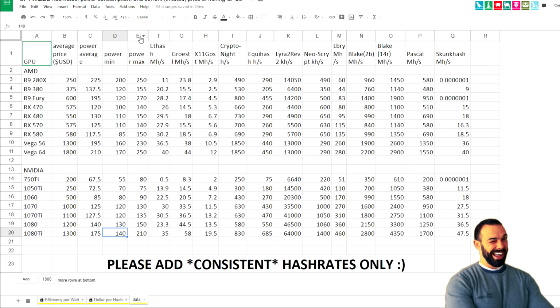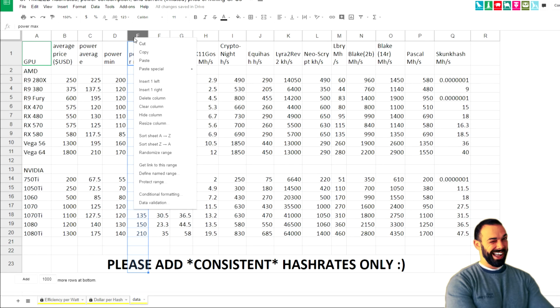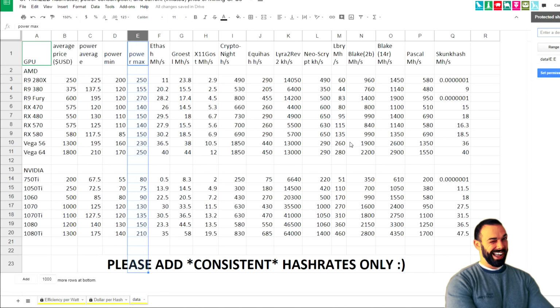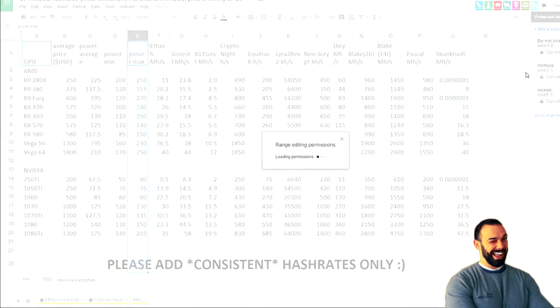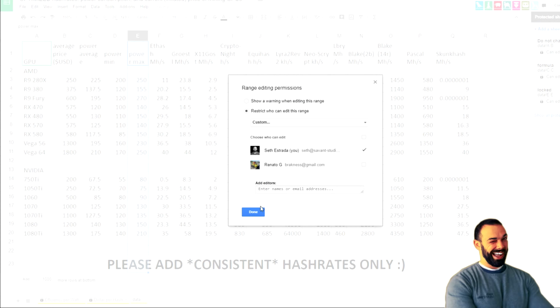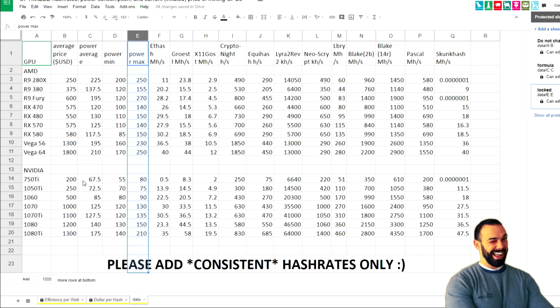Now, the maximum power consumption, you're going to see me do something that might look kind of weird, but I'm going to protect that range right now. Locked, it says. That's being set. Oh, and I'm sorry, that person is not going to have editing permission there. I don't know how they got editing permission in the first place. They shouldn't have it, which is kind of weird. But right here, we've got a couple of things that are locked down. Don't edit the power maximum.